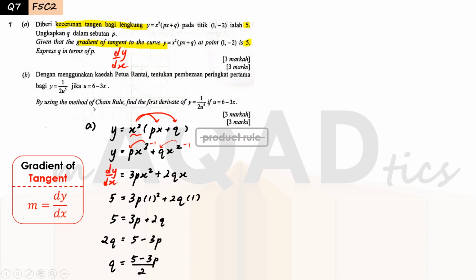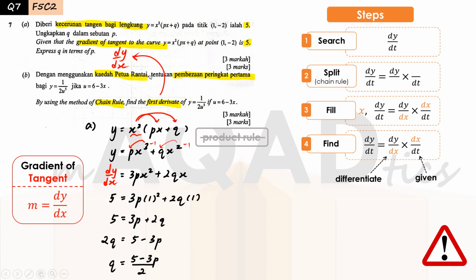And the second part is we need to use the method of chain rule to find the first derivative of this thing. Here we have a u, and here says u is equal to 6 minus 3x. So this means u is dependent on x. They are not independent. U is dependent on x. So here first derivative actually means to find dy over dx. So we need to find this dy over dx using the chain rule method, which I have explained in my previous videos before, which is this 2s 2f method.